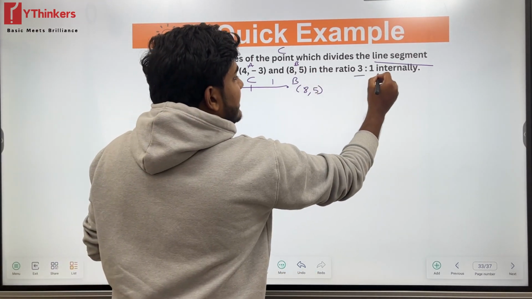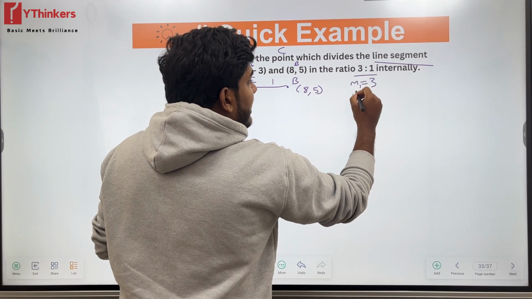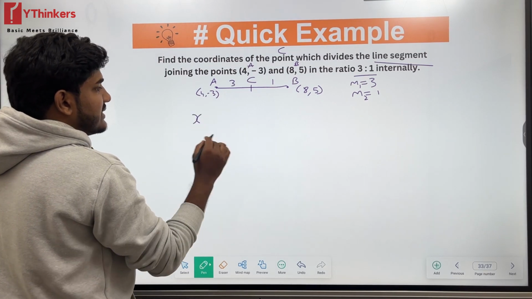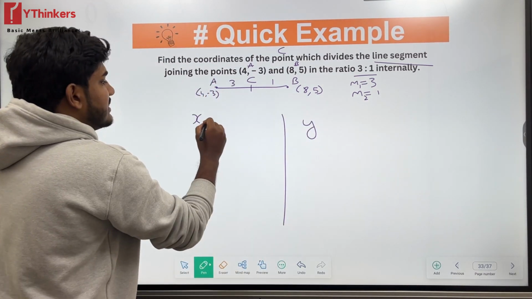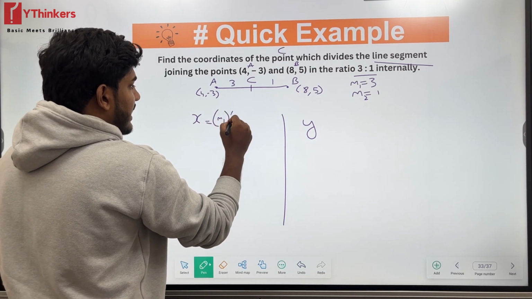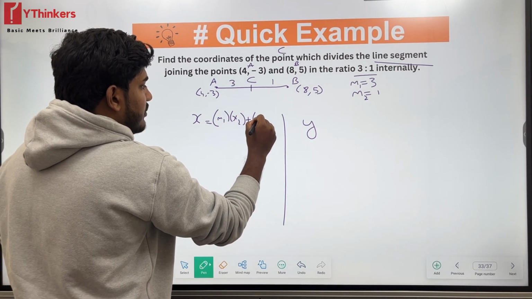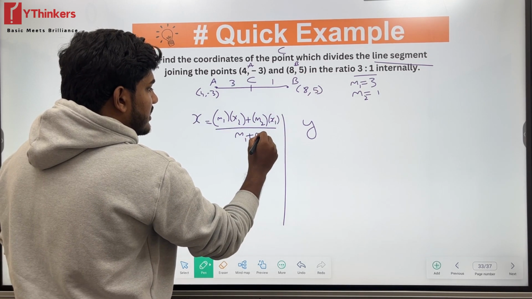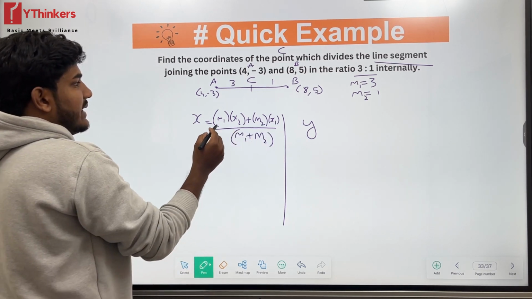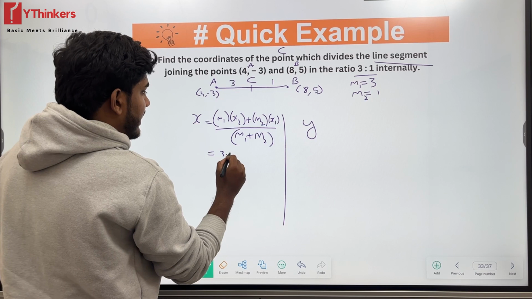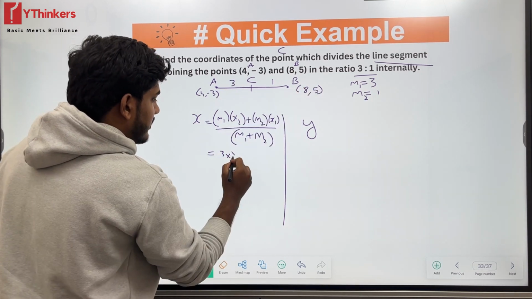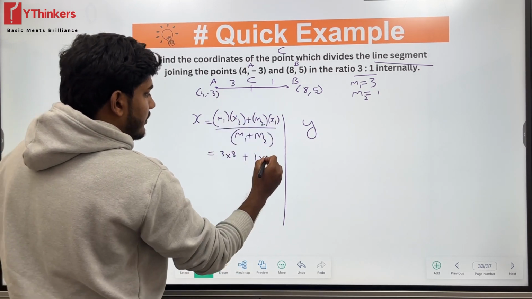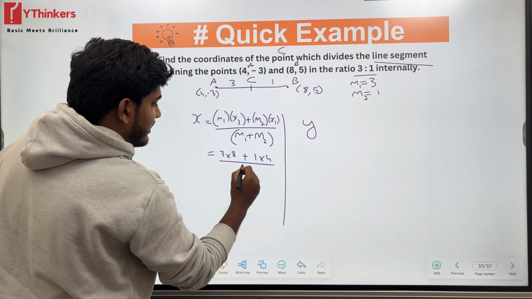So as soon as I see this, what should I assume? M1 is 3, M2 is 1. Simple. C का point find out करना, X, Y. X is nothing but M1 X2 plus M2 X1 divided by M1 plus M2. Simple. तो अगर M1 है तो क्या होगा 3 into X2, X2 मतलब 8 plus M2 is 1 into X1 4 divided by M1 plus M2, which is nothing but 3 plus 1.